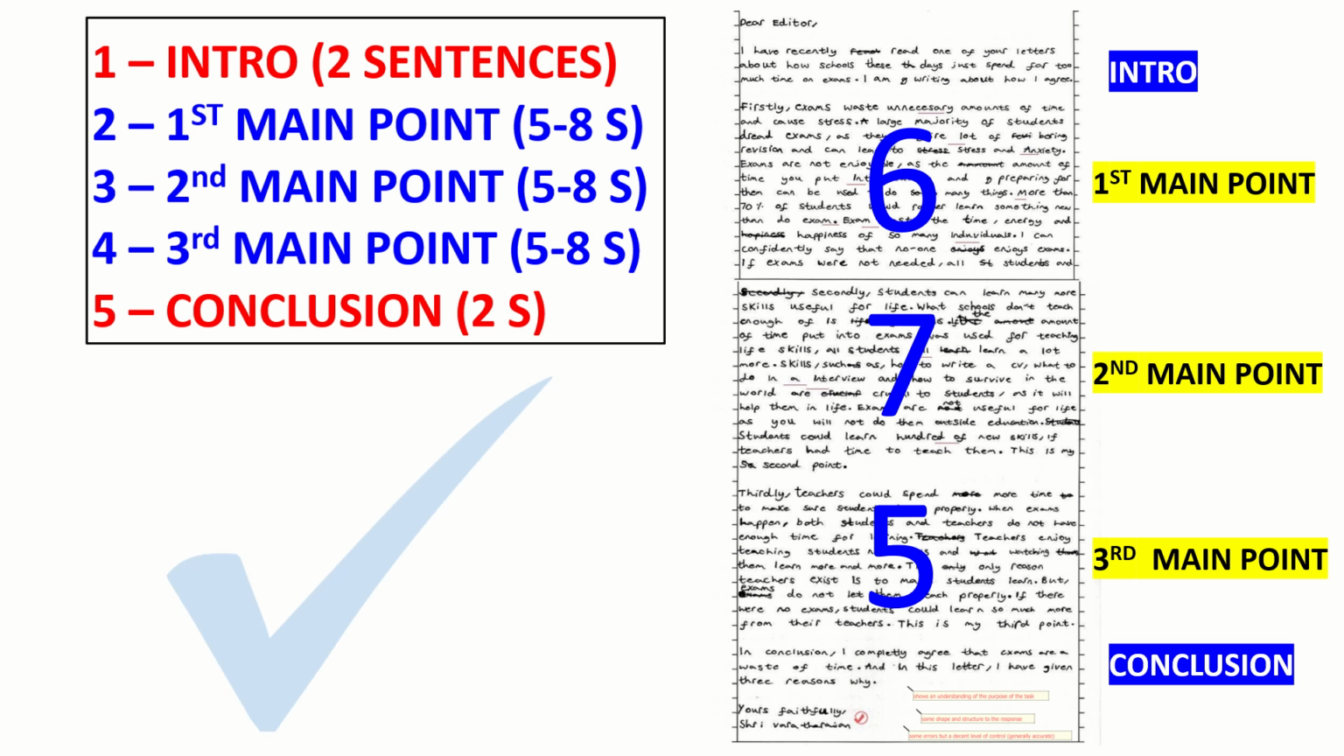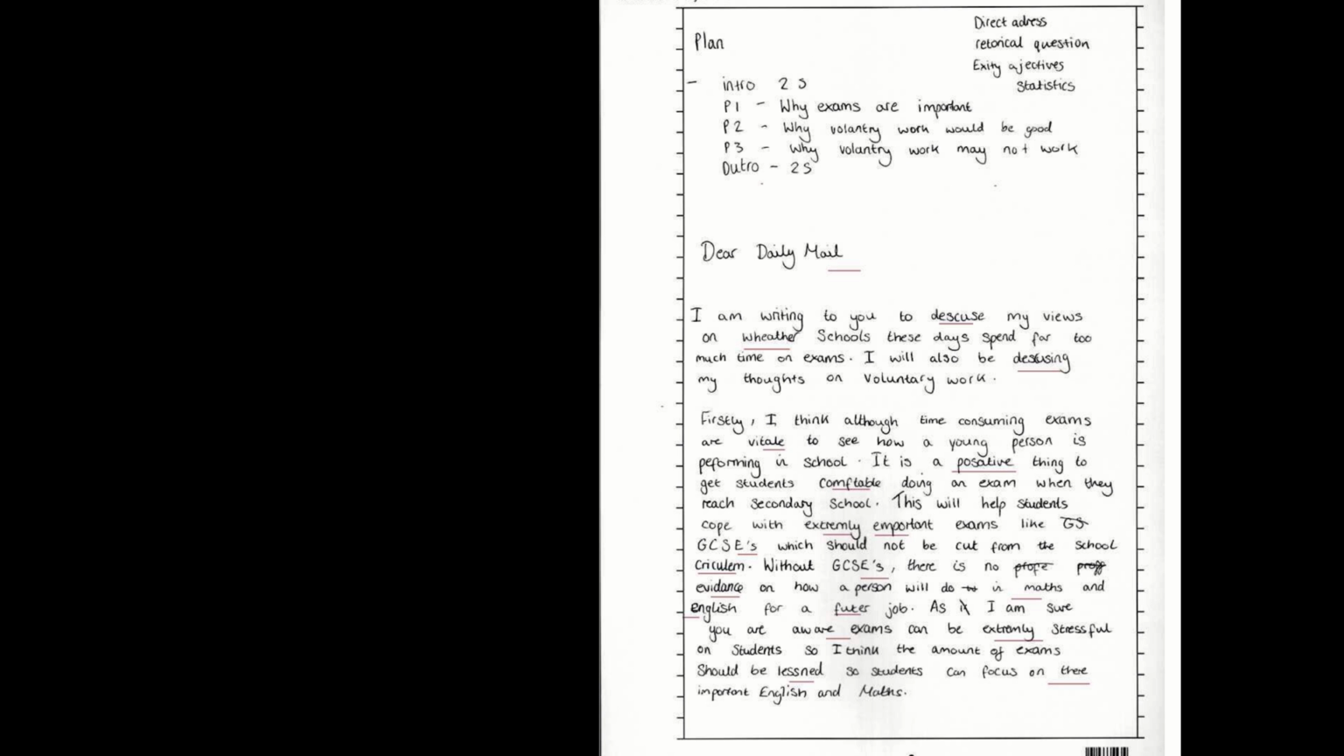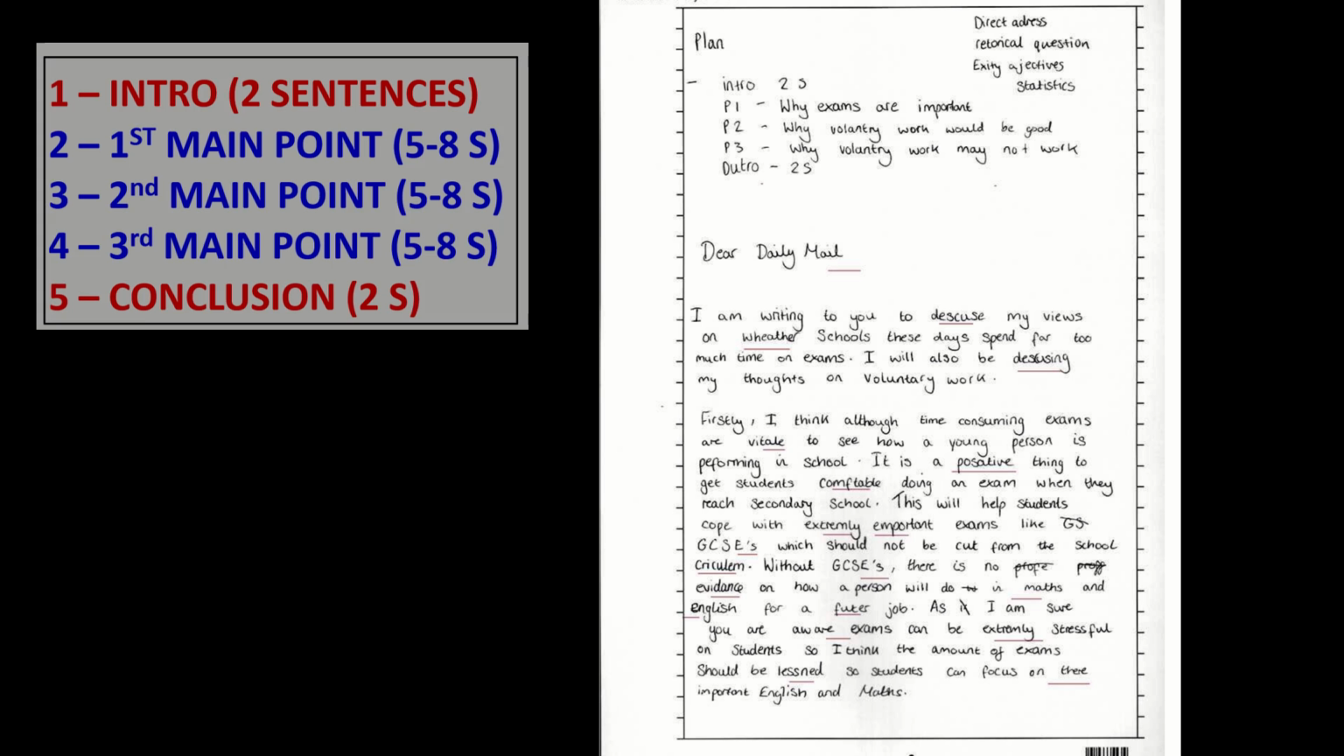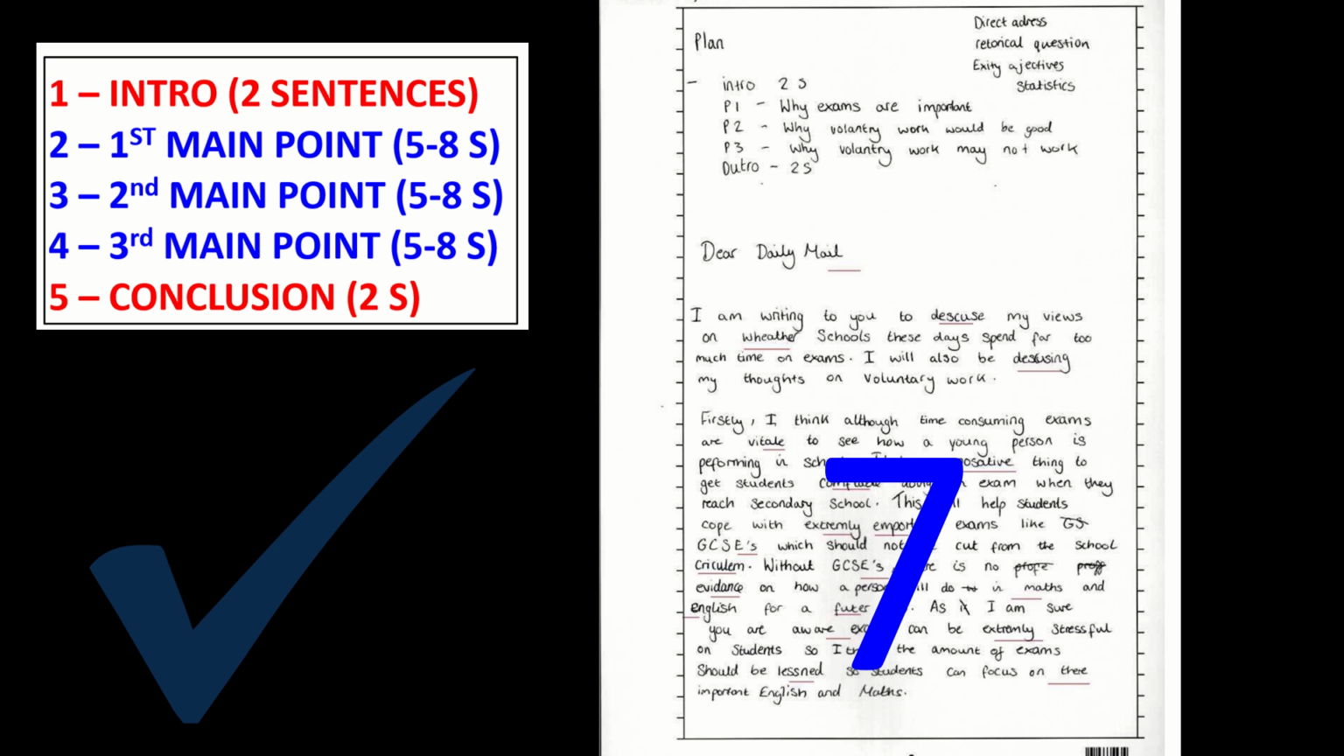Well, this is what you want to try and get to: 6, 7, 5. This person got a grade 5. They've got lots of mistakes in it, but their first main paragraph has 7 sentences. 7 sentences, that's what you should be looking to do.